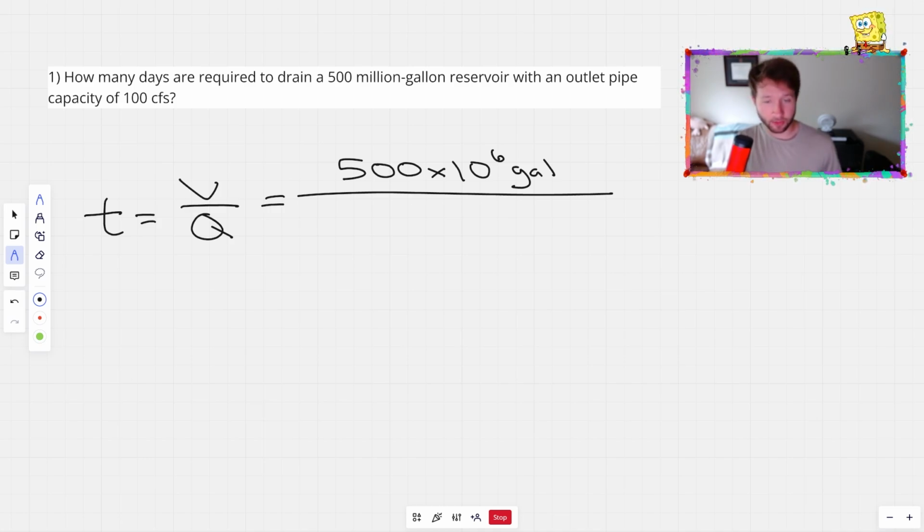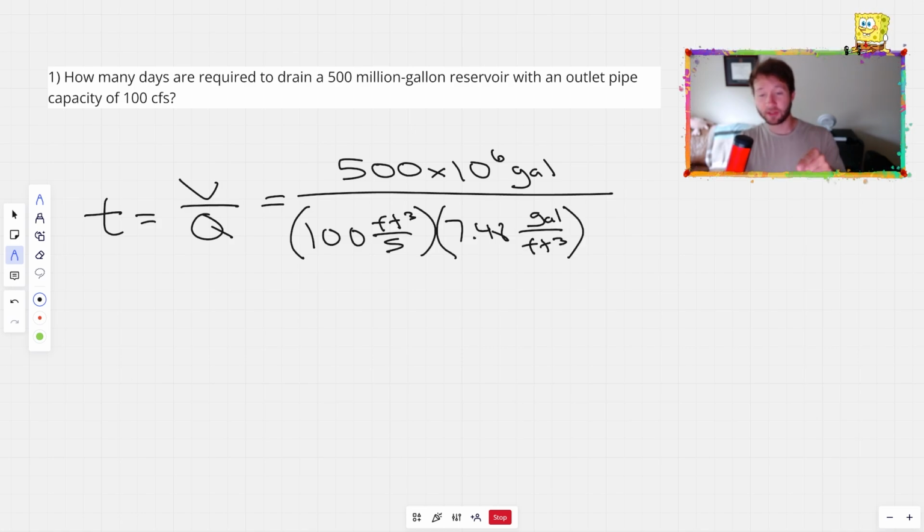So we have the volume right now in gallons, and we want to know how many days. We're going to have to convert both cubic feet to gallons and seconds to days. Let's do that. We have 100 cubic feet per second. Convert that to gallons first: 7.48 gallons per cubic foot. Have this unit conversion memorized. If you go into any water resources field, you're probably going to use this one a lot, so just have it memorized, it will save a ton of time.